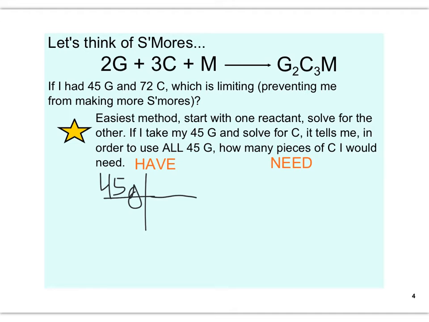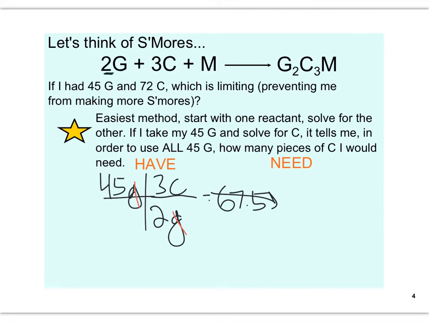I'm going to need 2 graham crackers for every 3 pieces of chocolate. So 2 graham crackers for every 3 pieces of chocolate. That way I can have my graham crackers cancel out. And if we plug this into a calculator, we get an answer of 67.5. But because I know we all love sig figs, I'll make sure to round here.